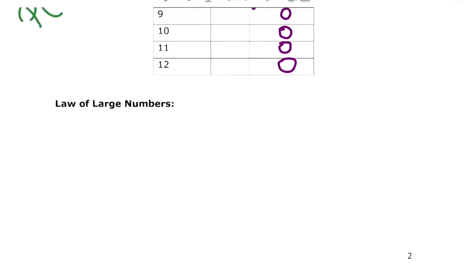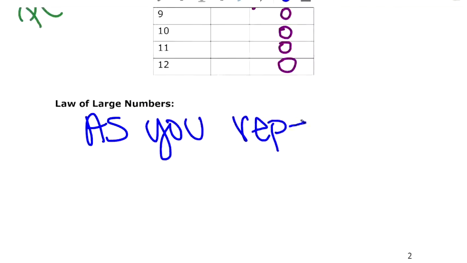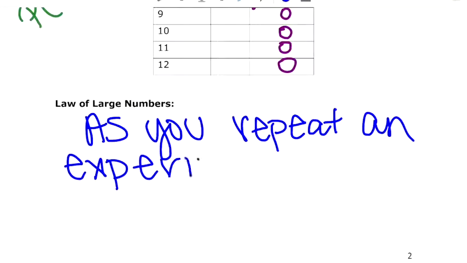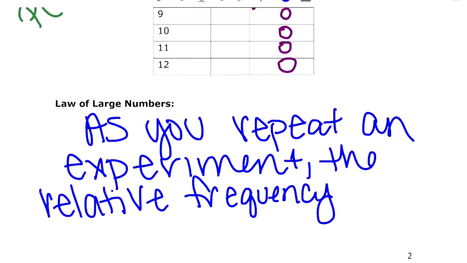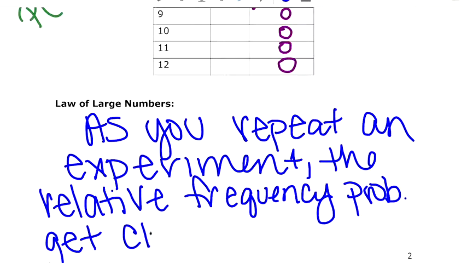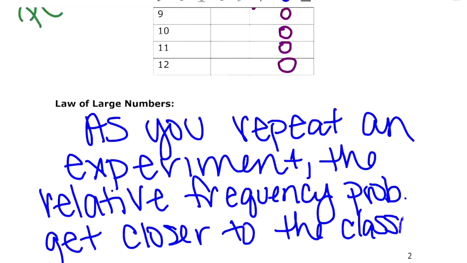So then with this, we have the law of large numbers. The law of large numbers states that as you repeat an experiment more and more times, the relative frequency probabilities get closer and closer to the classical probabilities.